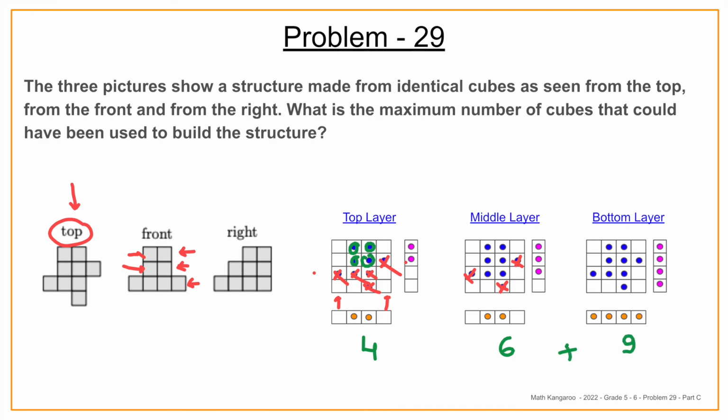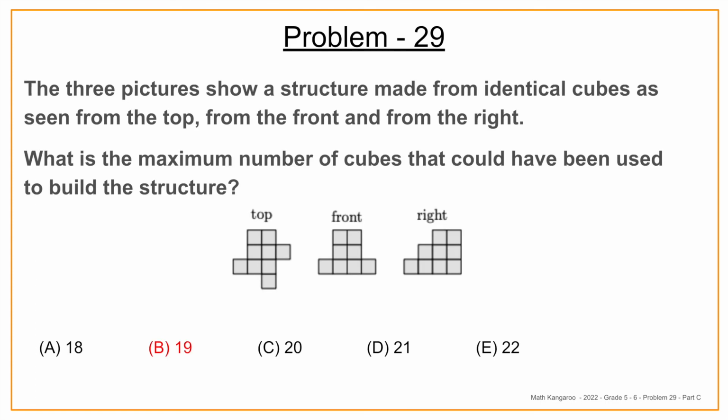Now we sum them, and we get 6 plus 4, 10. 10 plus 9 gives us 19. So our answer is option B, 19.